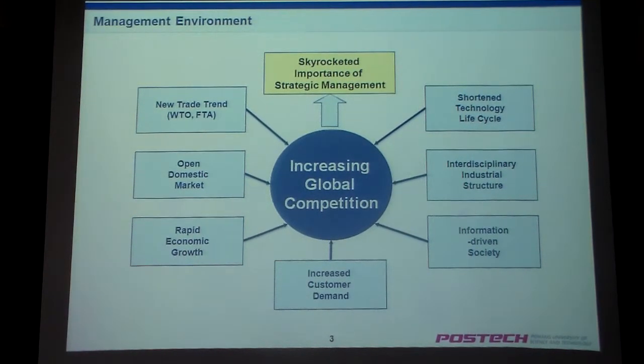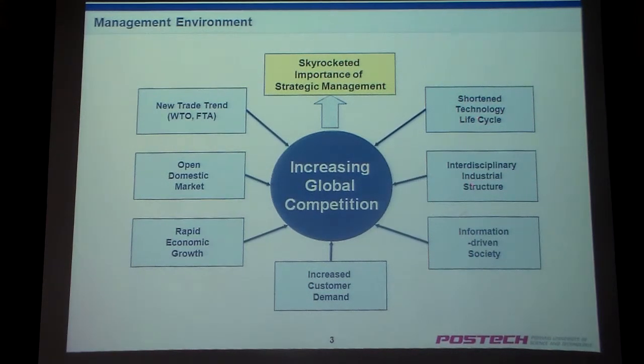First of all, the management environments. There are 7 components which have made increasing global competition: a shortened technology life cycle, interdisciplinary industrial structure, information-driven society, increased customer demand, rapid economic growth, open domestic market, and new trade trend. The shortened technology life cycle, if you look back at all the technology in the past, has been shortened and shortened, and development cycle and the life cycle both are shortened.